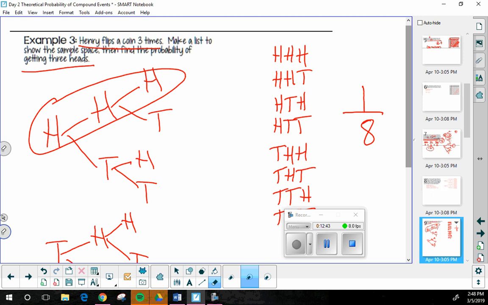Nope, it doesn't matter. So the question is, if you do it, does it matter what order? Nope. Some people will see things differently than someone else, as long as you just come up with the correct number in your sample space. Now, let me show you something else.